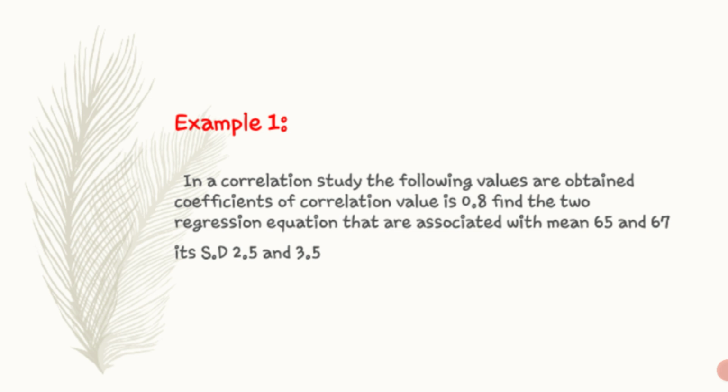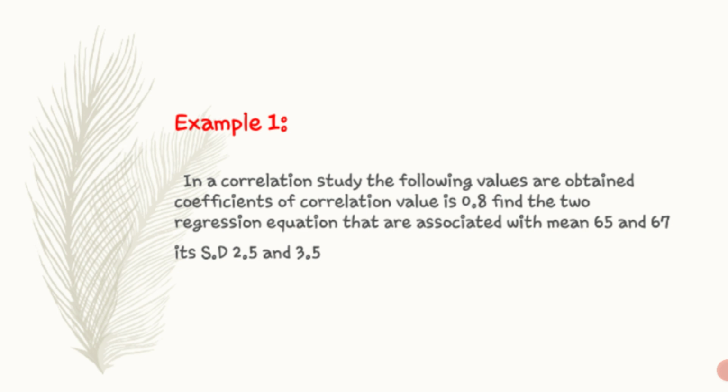The correlation coefficient value is 0.8. Here the correlation coefficient value is directly given, whereas in the previous video we discussed how to calculate the correlation coefficient from the data. Here, the result is given, and we are to find the two regression equations associated with the means 65 and 67. The standard deviation values are also given, 2.5 and 3.5. Using these results, we are going to find the regression equations of x on y and y on x.